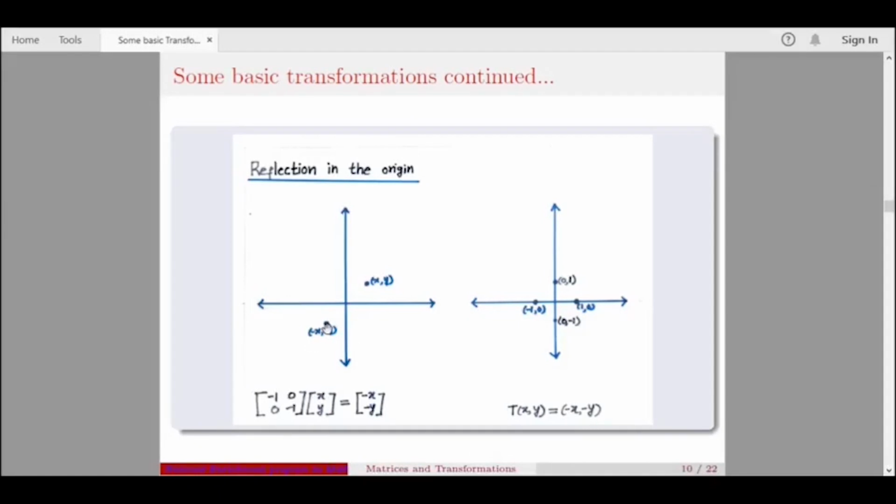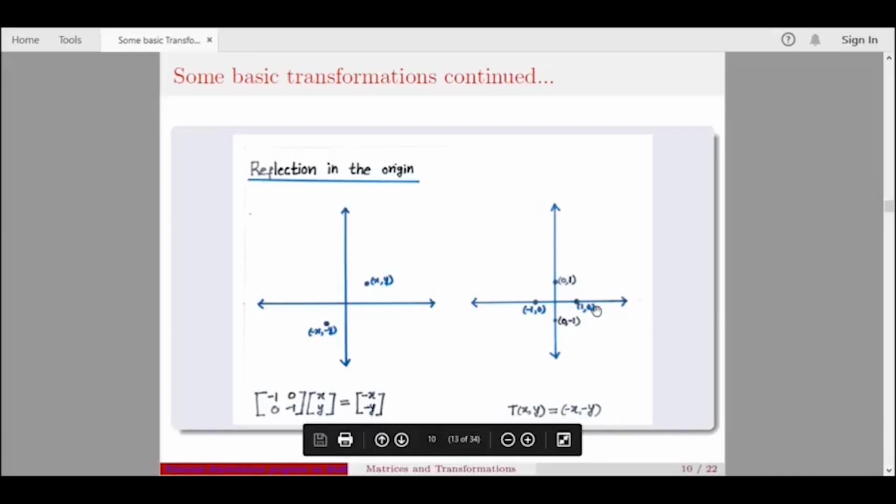Or you can see directly that the point (x, y) is there, and its reflection about the origin is a mirror image of this point. So it is (-x, -y). So for reflection in the origin, the transformation is T(x, y) = (-x, -y). Now we will see the matrix corresponding to it. What is the image of (1, 0)? When you reflect it about the origin, you will get the point (-1, 0). So the image of (1, 0) is (-1, 0).